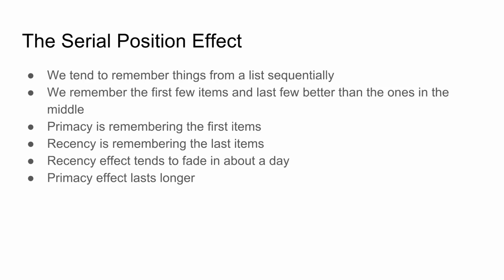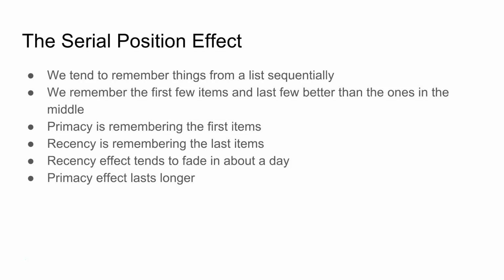Other things that are worth noting is something called the serial position effect, and that is when we're given items, we remember them sequentially. So we remember things from a list in the sequence that we see it. That is, because of that, we tend to remember the first few items and the last few items. And those are called primacy, which is remembering the first few items, and then recency, which is remembering the last few items. We tend to not really remember the ones in the middle, just because it's not primacy or recency. They just kind of disappear from our memories.